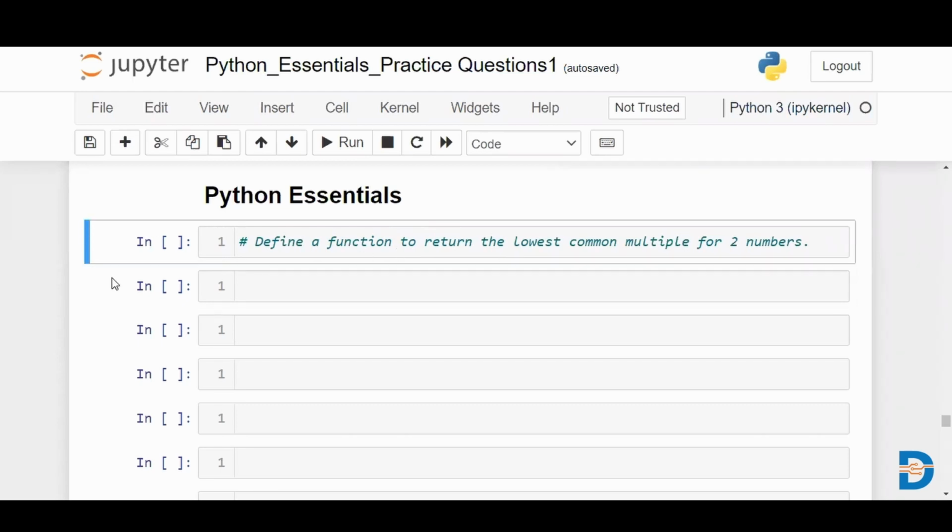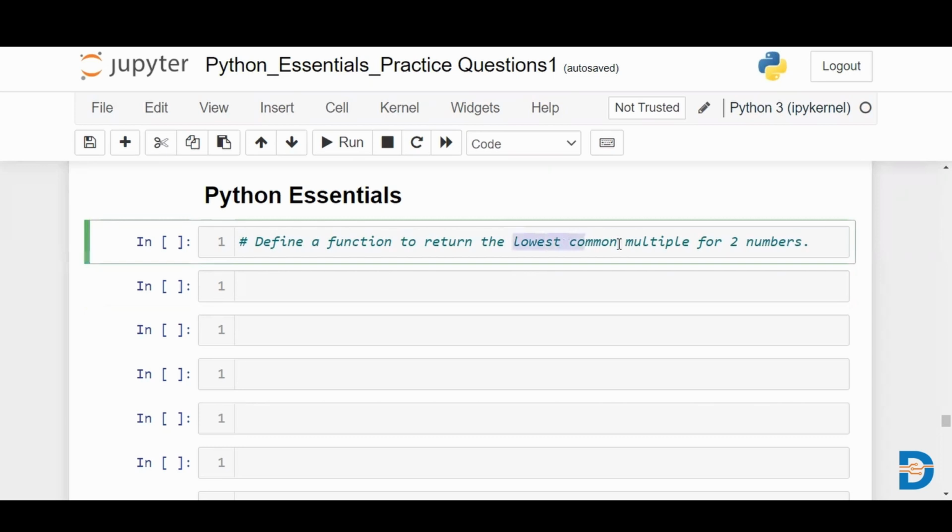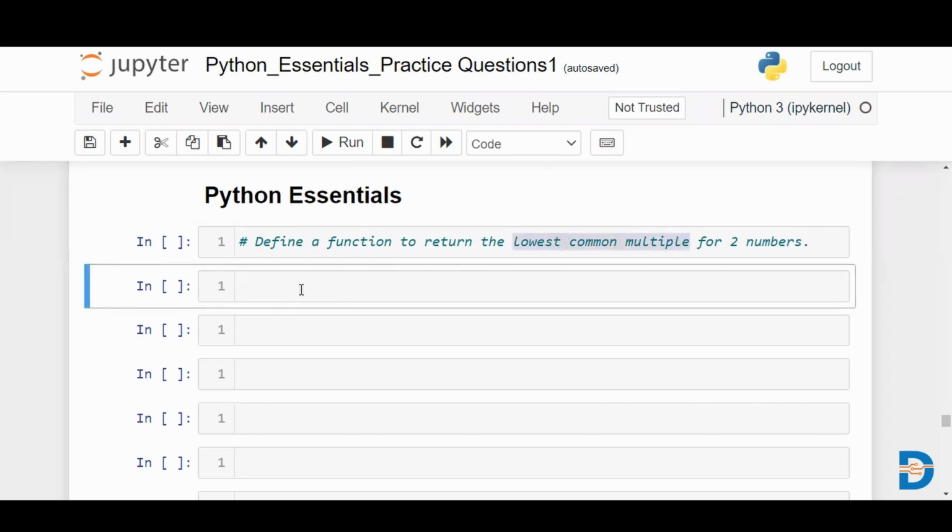So we took a look at how to create a function that provides the highest common factor the last time. Let's now look at how to give the lowest common multiple between two numbers. Which is to say, if we use the defined function, once again, we say LCM to have the lowest common multiple between number 1 and number 2.